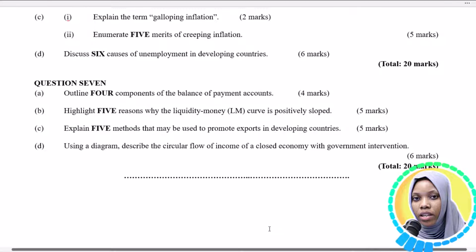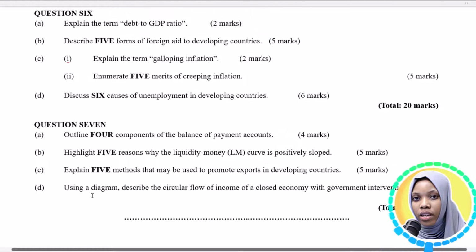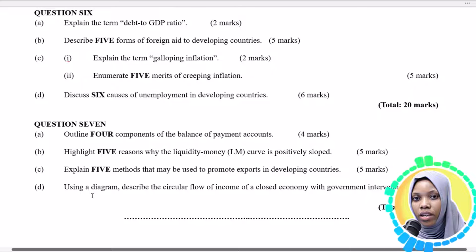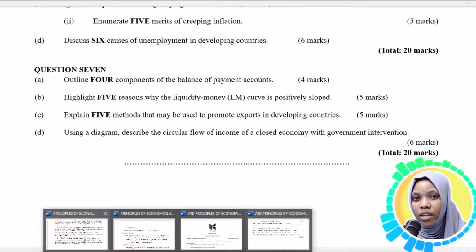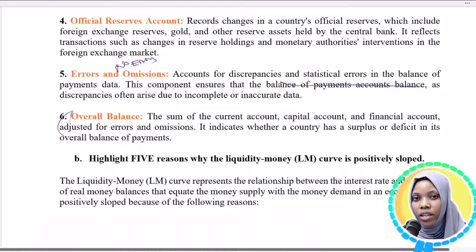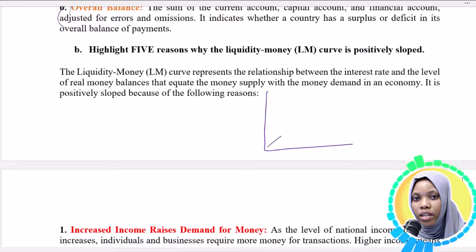Part B, it reads, highlight 5 reasons why the liquidity money curve is positively sloped. Why the LM curve is positively sloped. That's how a positive slope looks like. The LM curve is positively sloping. It's upward sloping. So why is that?